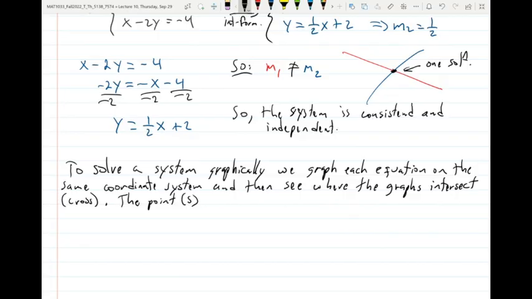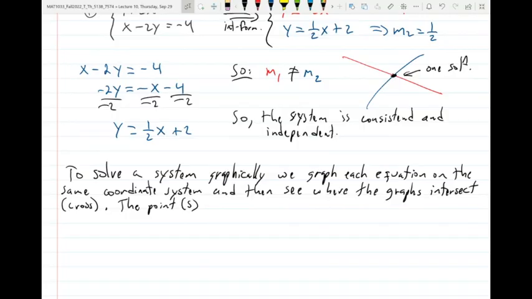This works for everything. For example, how many solutions can you have between a line and a circle? Imagine that your system has a line and a circle. How many solutions do you think you're expecting? What would be the possibilities? Think graphically, the way that we just did. If instead of two lines, what if you had a line and a circle? What are the possibilities?